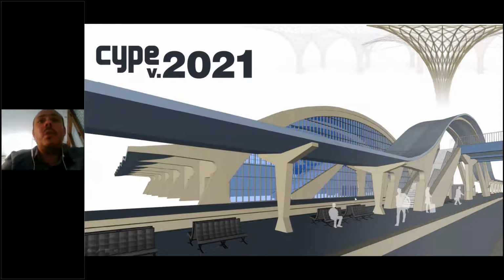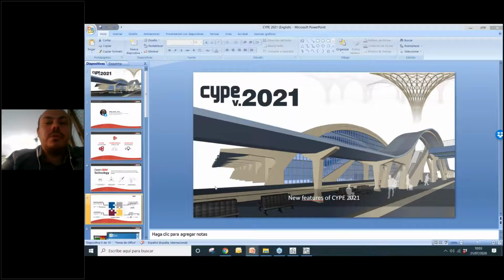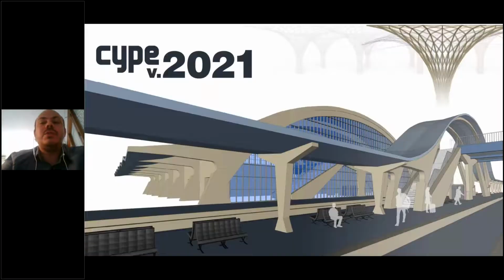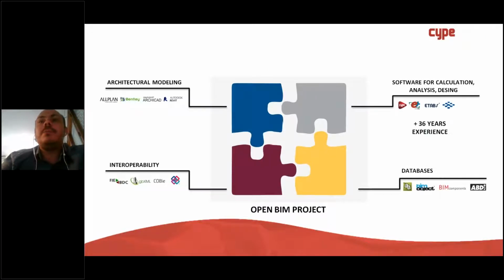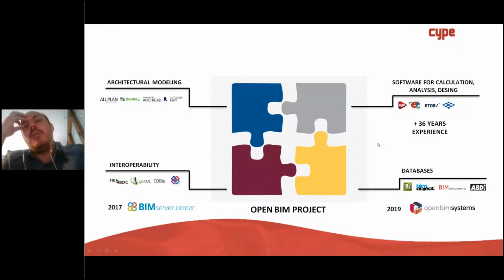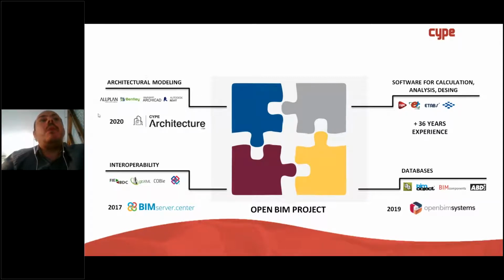If this is the first webinar that you are coming to with us, I would like to show this little scheme here. We are talking about 4 main pieces of a workflow to develop an Open BIM project. First we have the architectural model. We are talking about this today, CYPE Architecture. Then we have the software for calculation, analysis, design: structures, plumbing facilities, electrical facilities, HVAC.